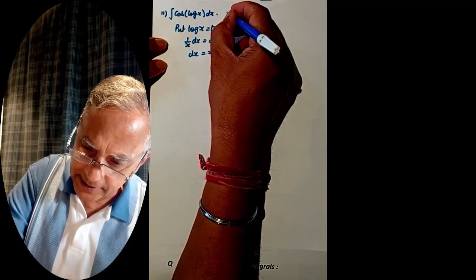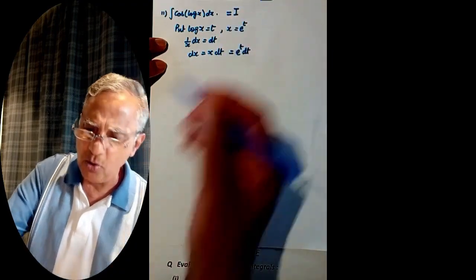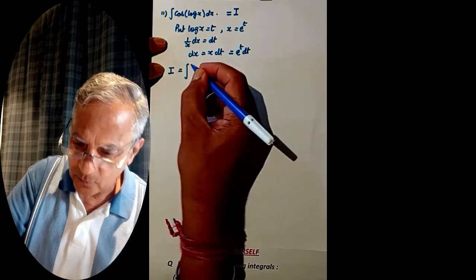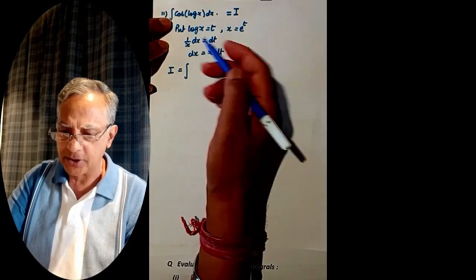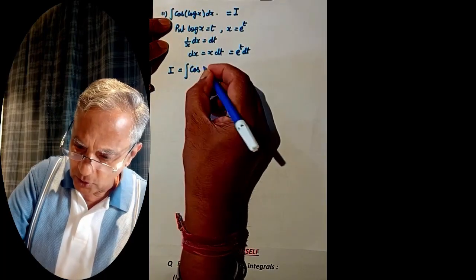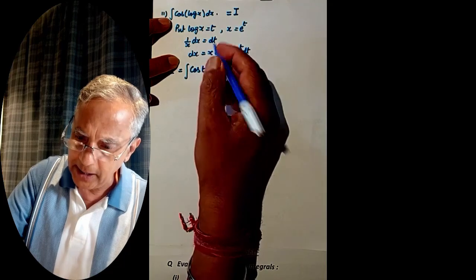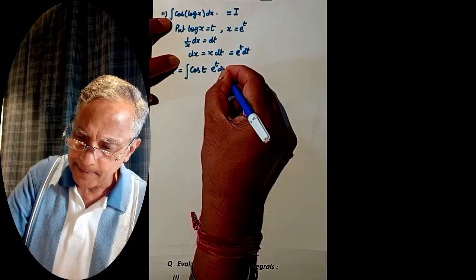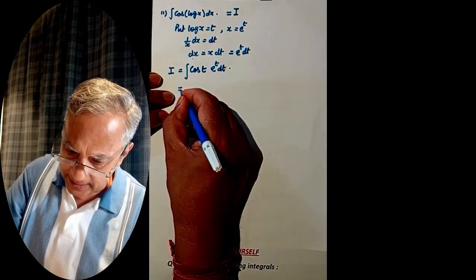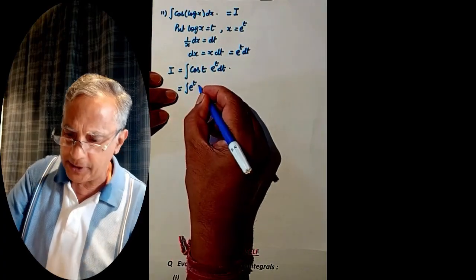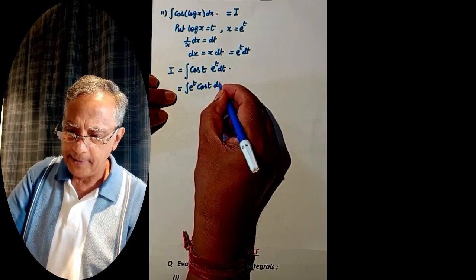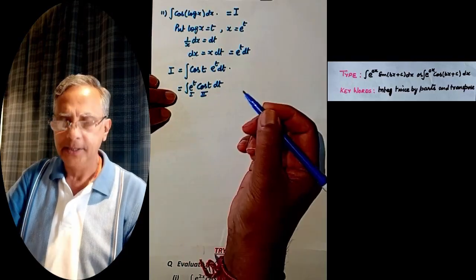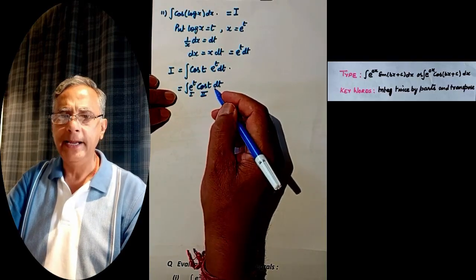So we can write this integral as, let this be equal to I. So I is equal to integral, now cos log x. So we will have cos log x is t, cos t into dx. dx is e^t dt. We can write this as e to the power of t cos t dt. Regard this as first function and this as second function. We will do integration by parts.